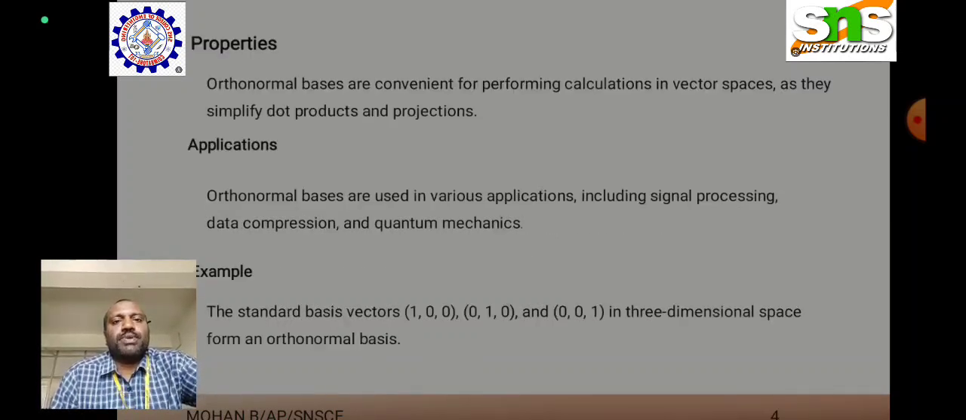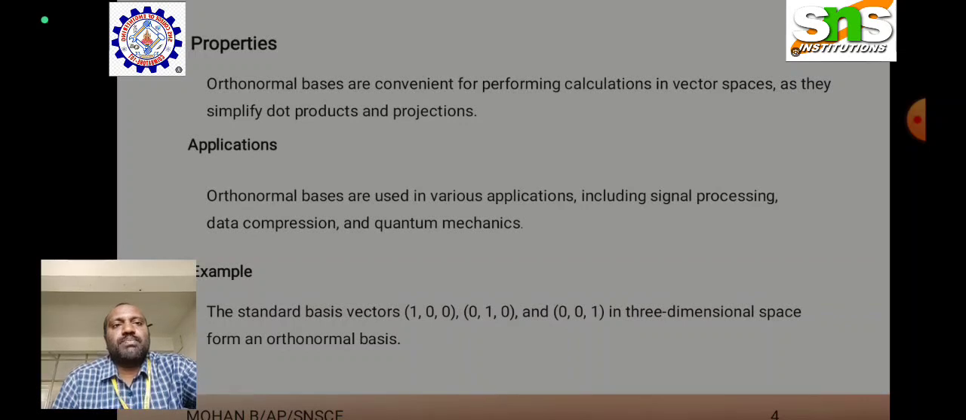Next we discuss some properties. Orthogonal bases are convenient for performing calculations in vector space, as they simplify the dot product and projection. Usually the dot product and cross product in a vector field, with orthogonal matrices, are convenient for performing calculations in vector space. The very important thing is that they simplify the dot product, and the projections are very important.